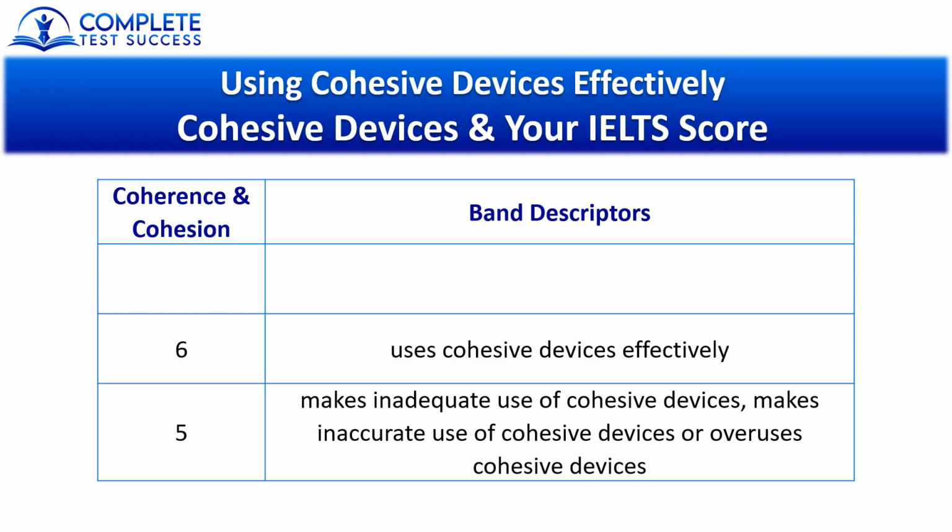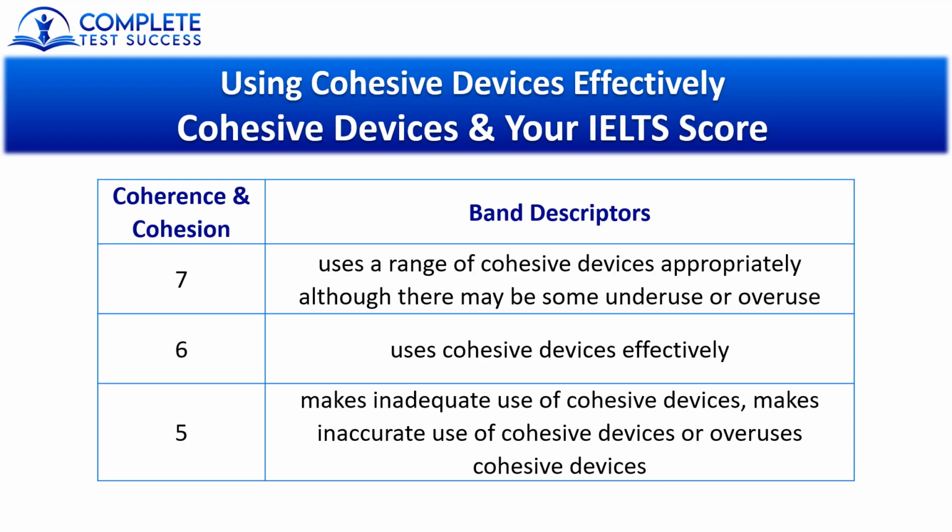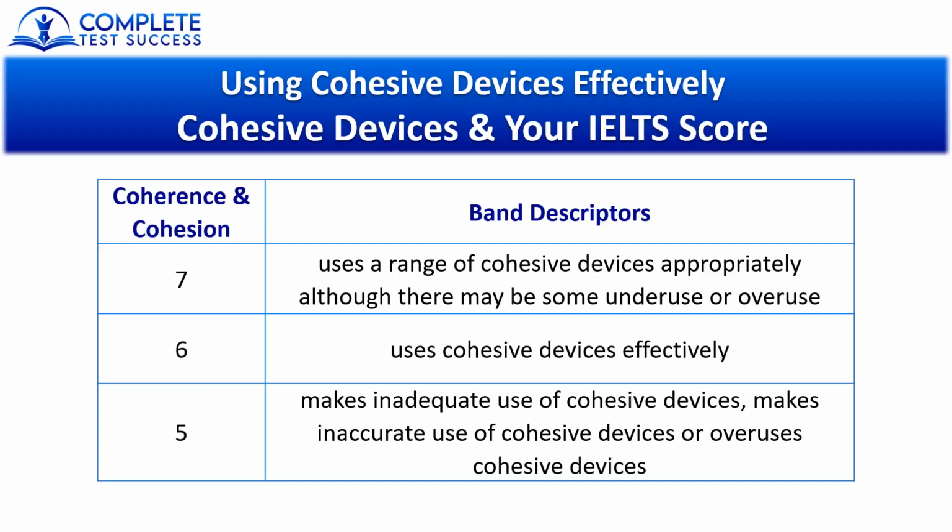But if you're looking to get a band 7, you need to use a range of cohesive devices appropriately, although there may be some underuse or overuse. So what that means is you've got a good range, you're not using the same cohesive devices over and over again, and also you're using those appropriately. But here it says there may be some underuse or overuse. So that means to get a band 7, it's okay to underuse or overuse cohesive devices, but this might stop you from getting a band 8. So if you want a band 8 in coherence and cohesion, you must avoid underusing or overusing cohesive devices.